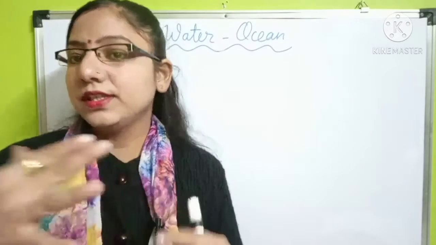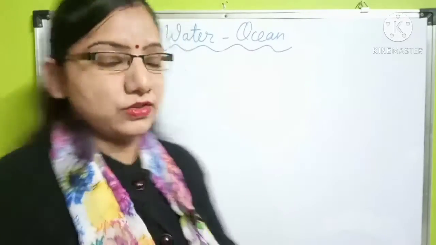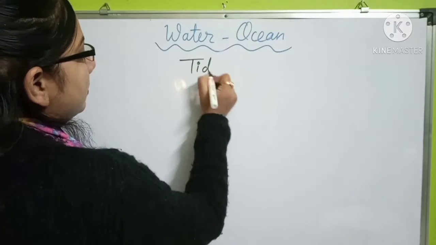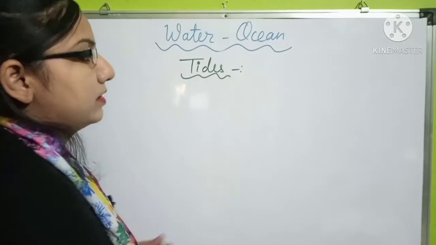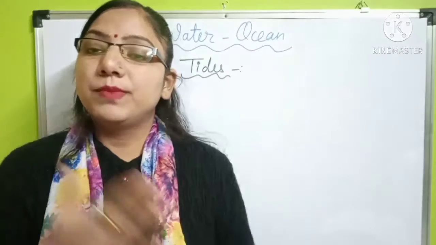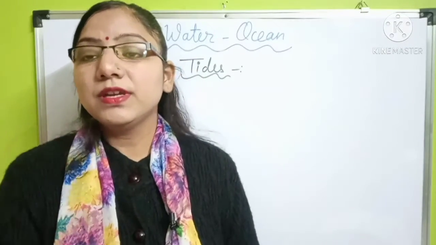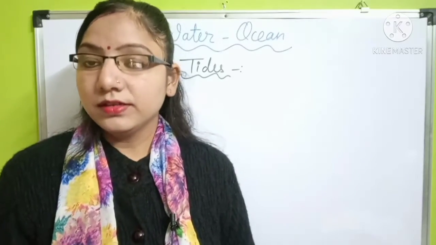Students, after seeing the waves and their characteristics, now we will move towards our next topic, that is the tides. So what are the tides? Generally from childhood we know, in basic language we can say the tides are the rhythmic rise and fall of the sea, which is known as the tide.